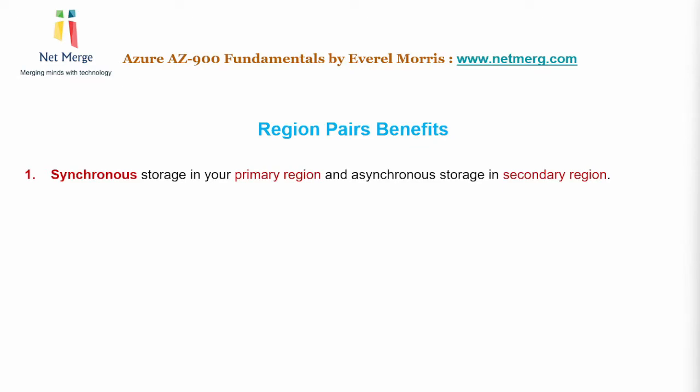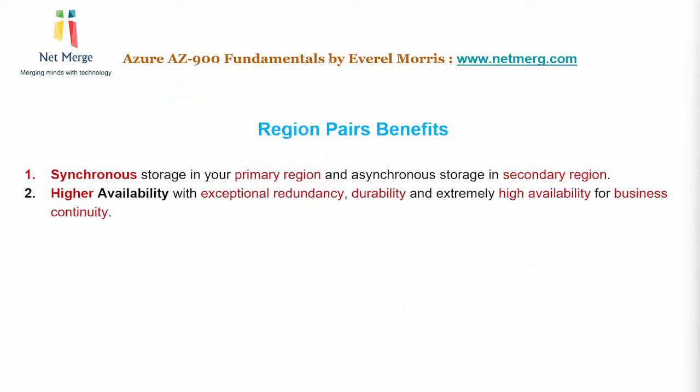Now, the number one benefit is you're getting synchronous storage in your primary region and asynchronous storage in your secondary region. That's one of the benefits of region pairs. The next benefit you're getting from region replication is high availability with exceptionally high redundancy, durability, and extremely high availability for business continuity. So remember, business continuity is one of the primary benefits you're getting.